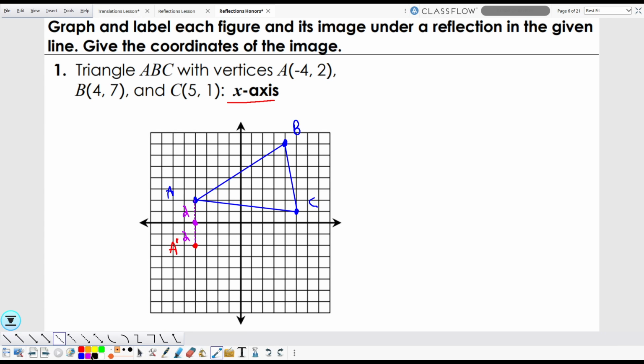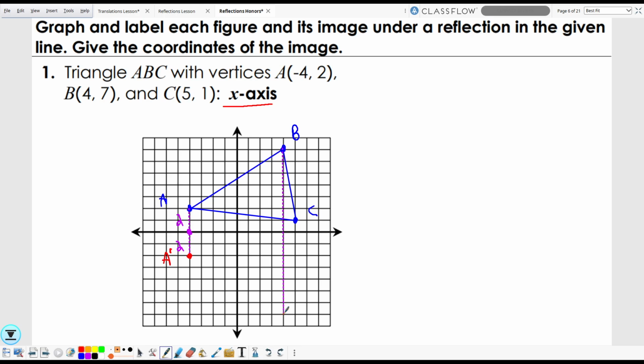All right. Now let's look at B. B is 7 spaces away, so I have to move another 7 spaces. 1, 2, 3, 4, 5, 6, 7. Okay, so I know this point right here is B prime. Again, because where it intersects the x-axis, there's a distance of 7 here, so I need a distance of 7 here as well.